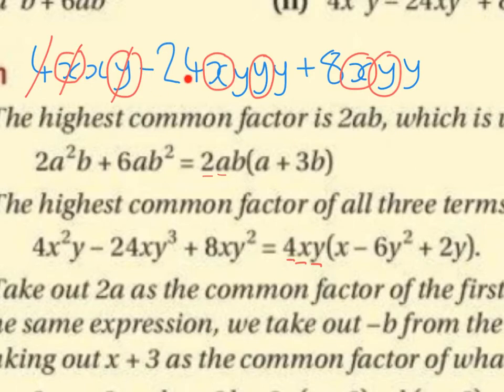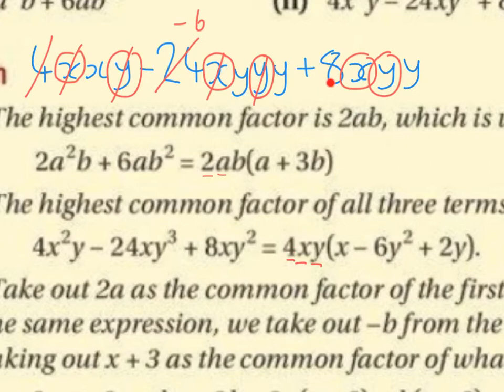Okay, now 4 into minus 24 is going to go minus 6 times. So that's where that minus 6 comes from. And then x into x will cancel. And y into y will cancel. And we see that we have 2 y's left over, and y multiplied by y is y squared. So 4xy divides into minus 24xy cubed minus 6y squared. So that's where that minus 6y squared comes from.